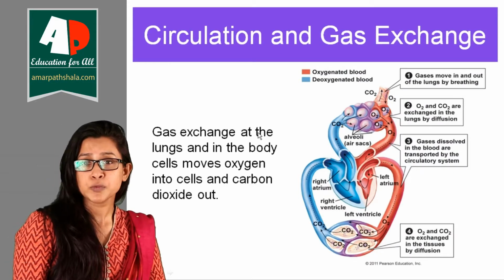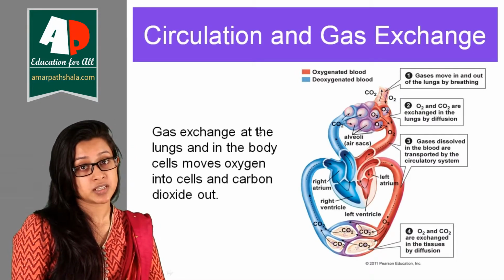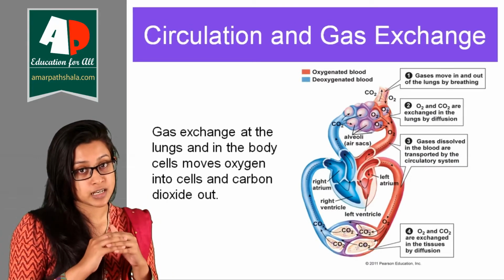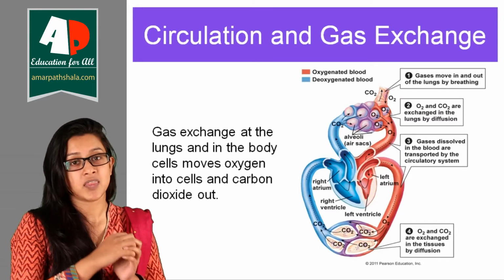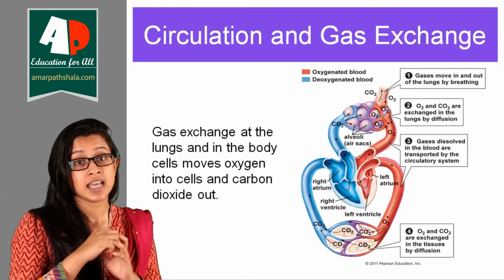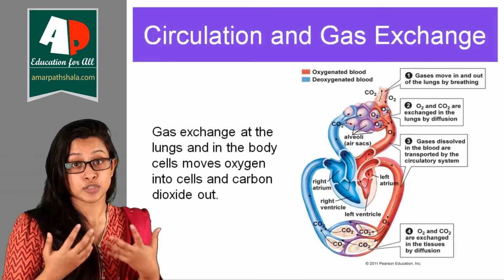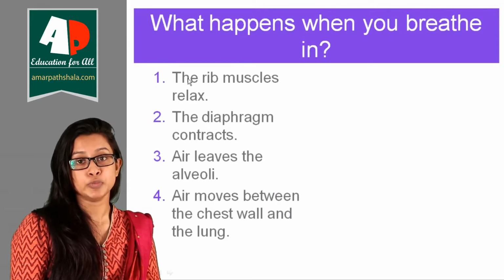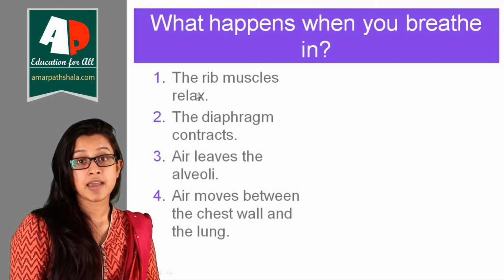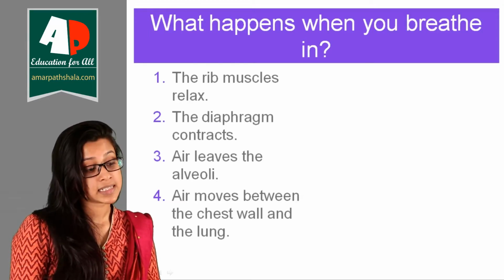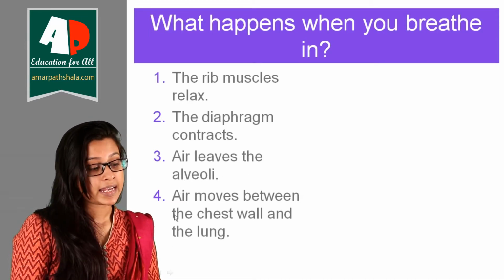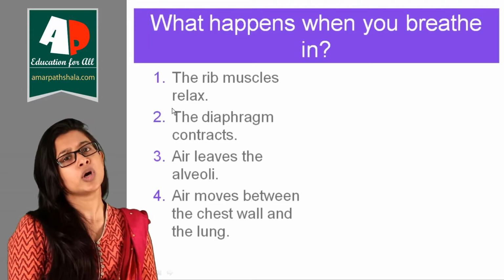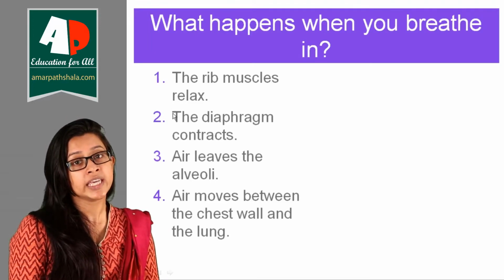Now, if we were to look into some questions which are fashioned on the topics that we have discussed so far, I hope that you will be able to answer them before I supply the answer to you myself. So let's dig in. What happens when you breathe in? See, the rib muscles relax, the diaphragm contracts, air leaves the alveoli, and air moves between the chest wall and the lung. So out of these four options, what do you think happens when we breathe in?